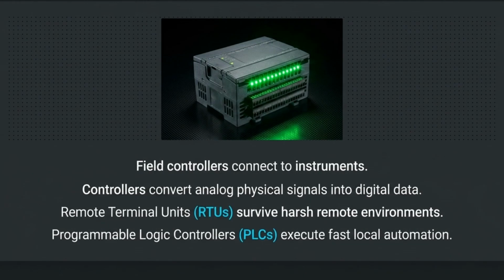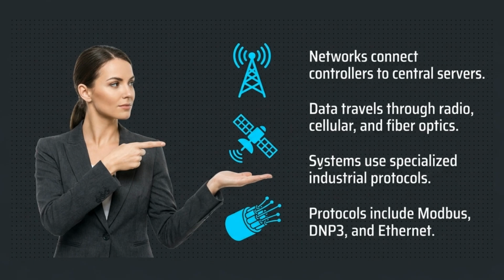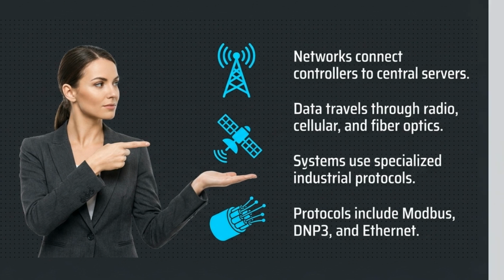Field controllers bridge the gap to instruments, converting analog signals to digital data. Remote terminal units, or RTUs, are built for harsh environments, while PLCs handle fast local automation. Communication networks connect these controllers to central servers using technologies like radio, cellular, or fiber optics, and rely on specialized protocols like Modbus or Ethernet.